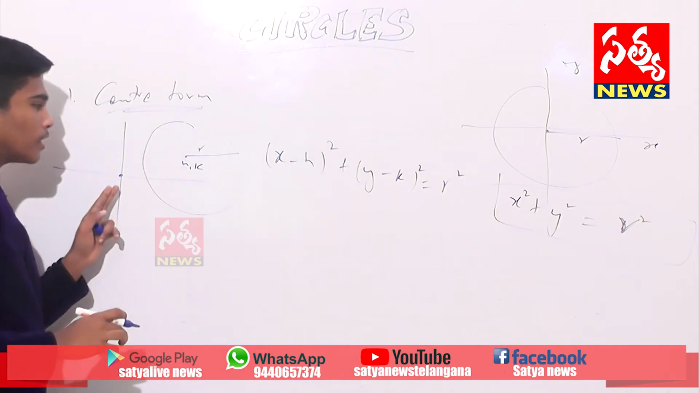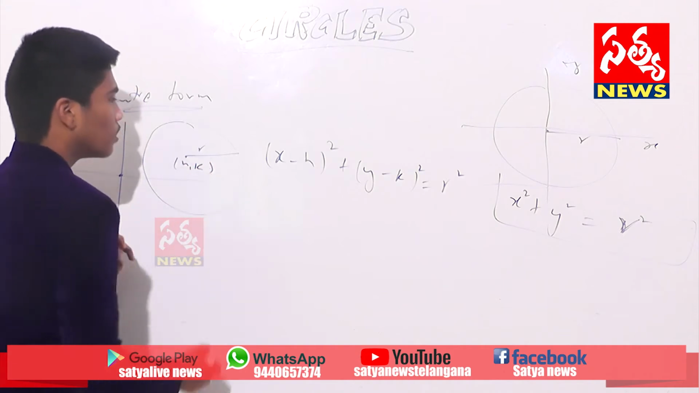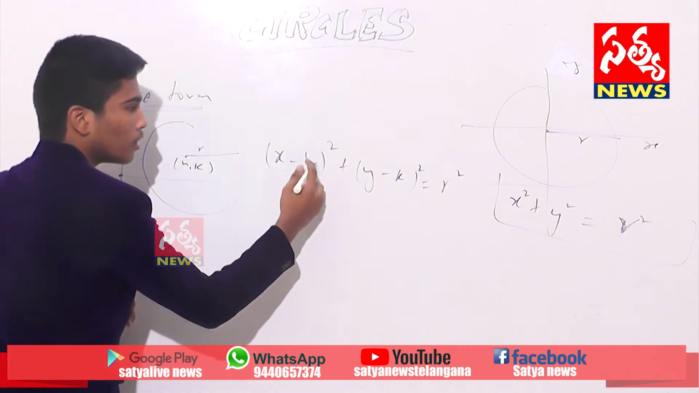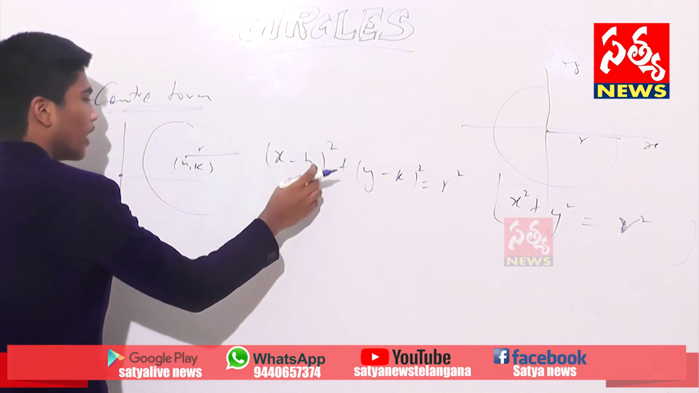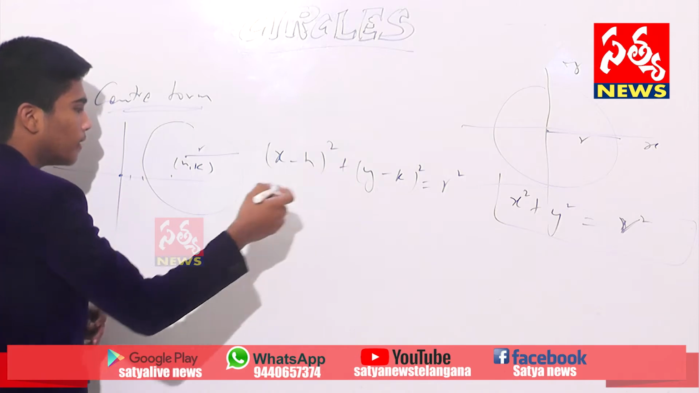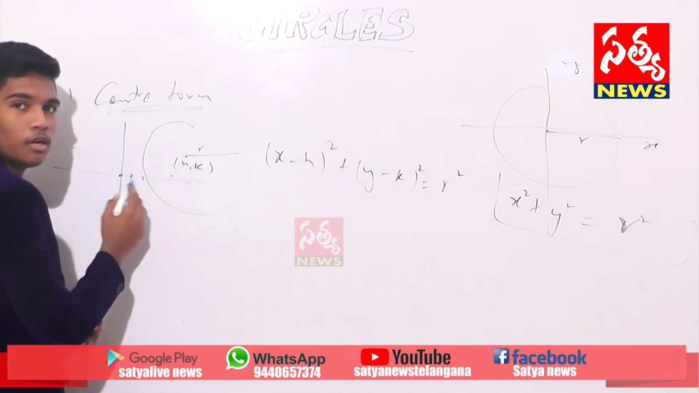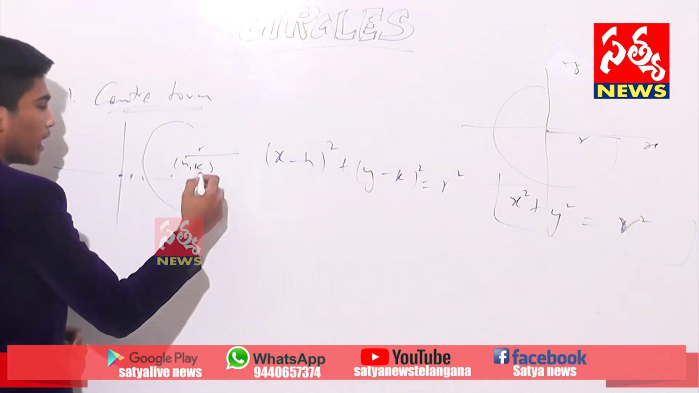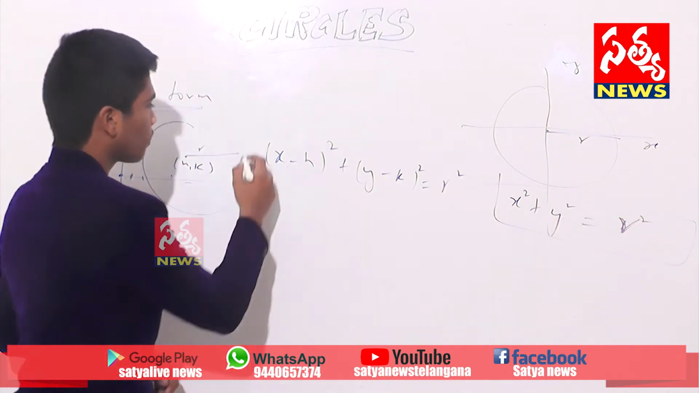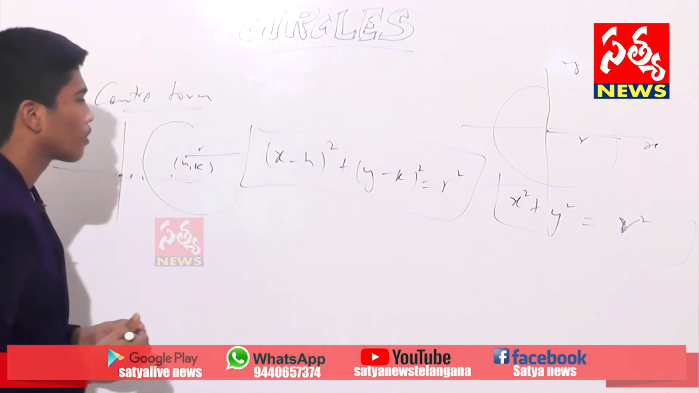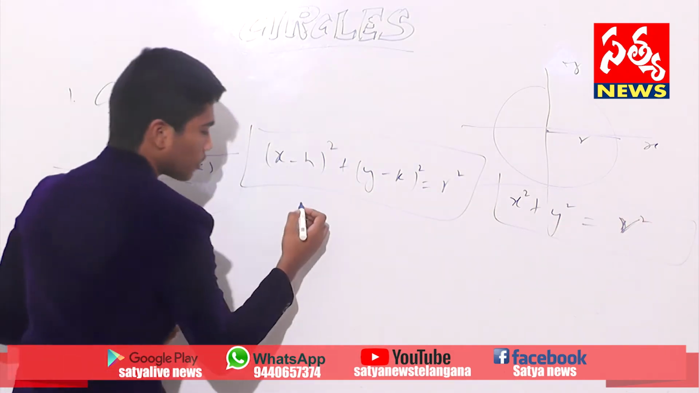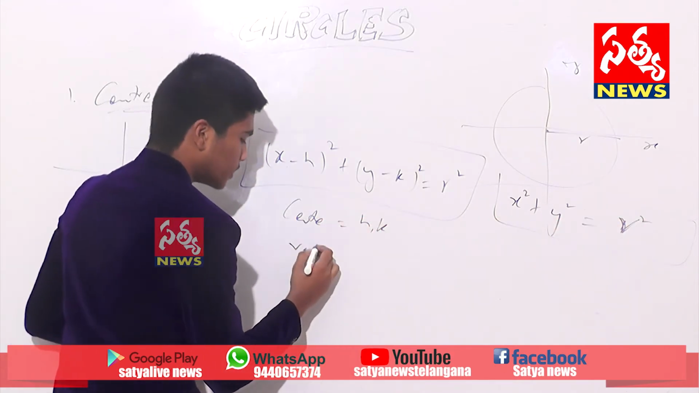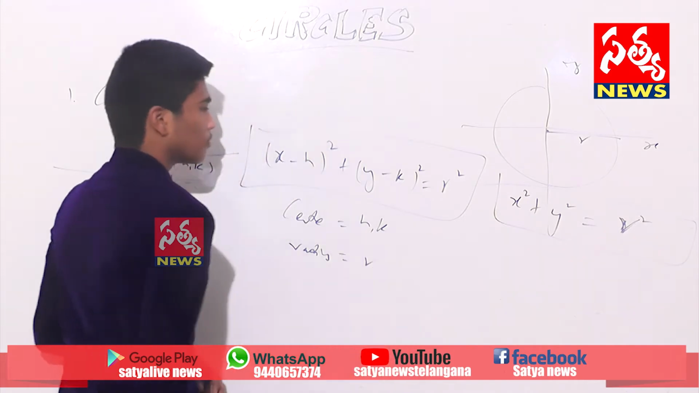See, we are shifting the center to h comma k. So I am shifting the x-coordinate of the center to h units right side. See, this is right side to the center, right? And y-coordinate to k units above. This is the center form. And here we can write center is equals to h comma k and the radius is r.